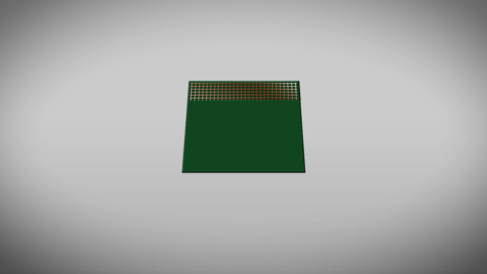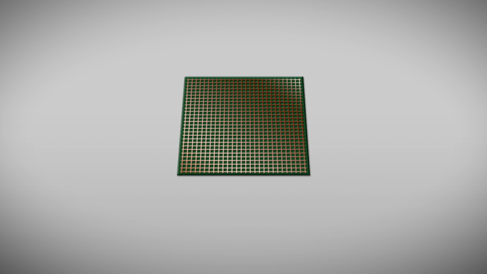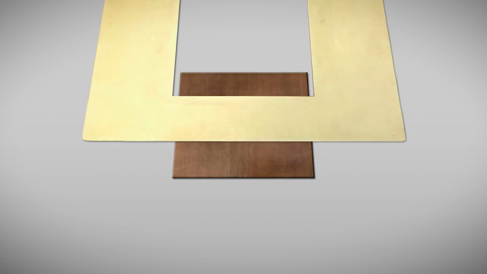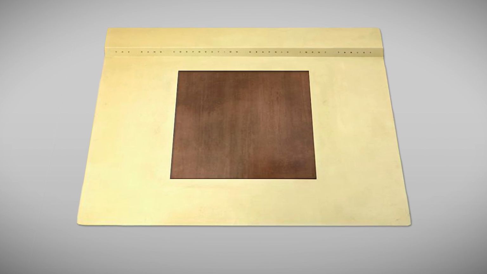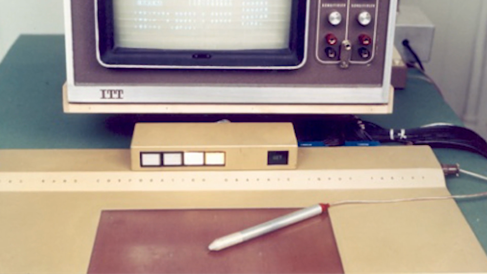So how did it work? Well, not unlike modern-day tablets, the inner surface of the RAND tablet contained a printed circuit grid of copper strips that could sense input from a stylus. The screen was covered by a plastic drawing surface to protect the components, and the whole thing was encased in a big-ass metal frame.